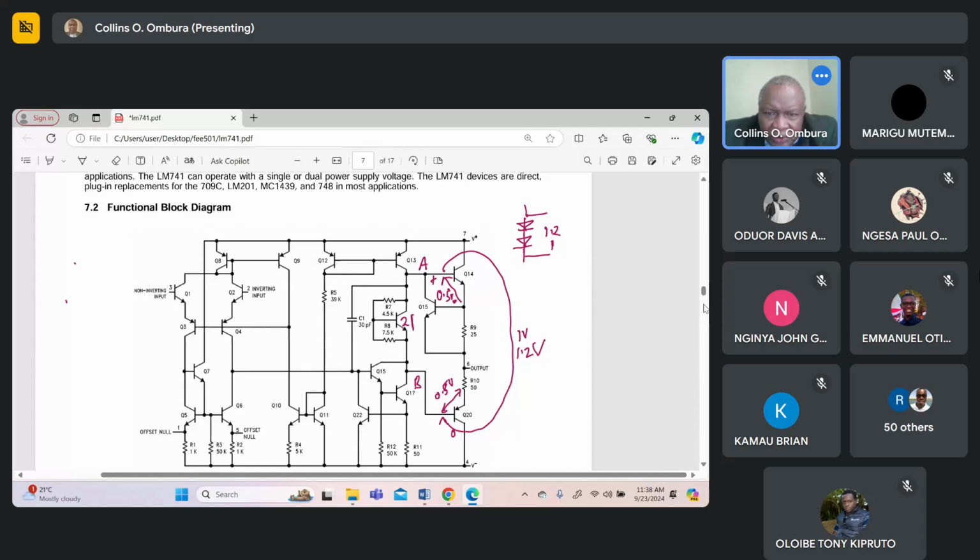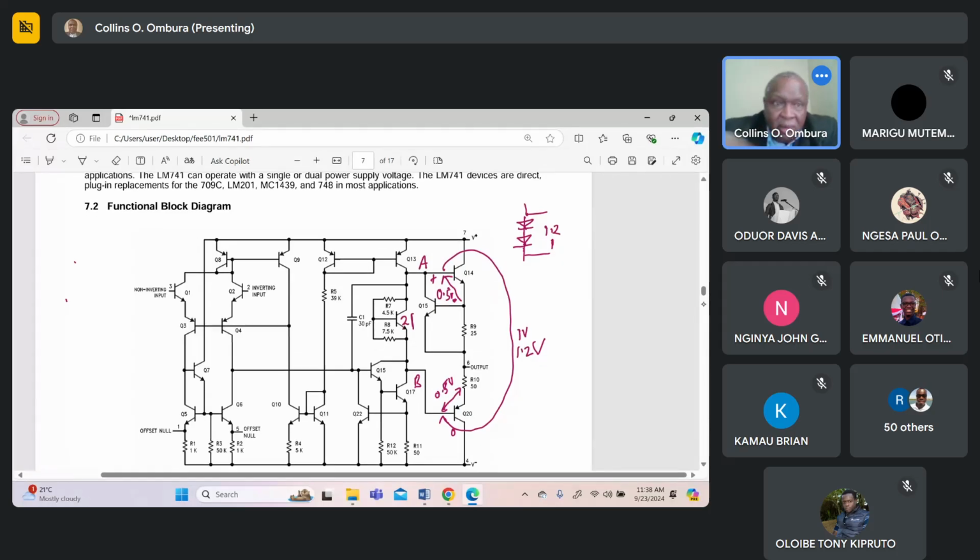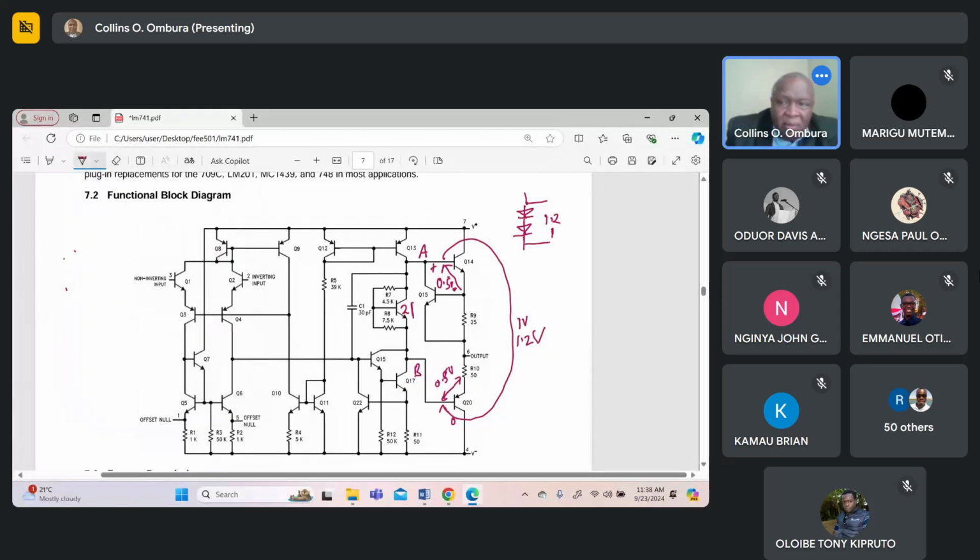Okay, so let's start at point B and move towards the emitter of Q21. So the voltage drop across R8, which is 7.5K, is VBE of Q21. So we can talk of the current through the 7.5K. The current passing this way, let's call it I. So I will be equal to VBE of Q21 over 7.5K.